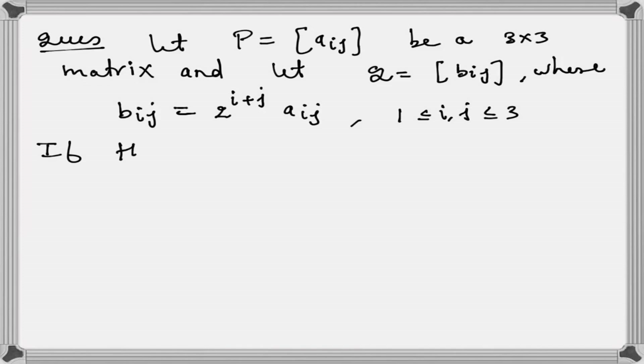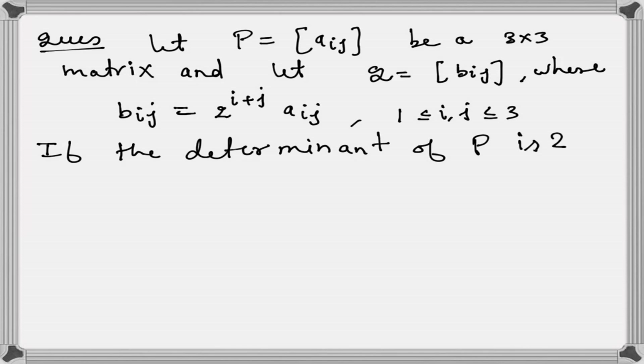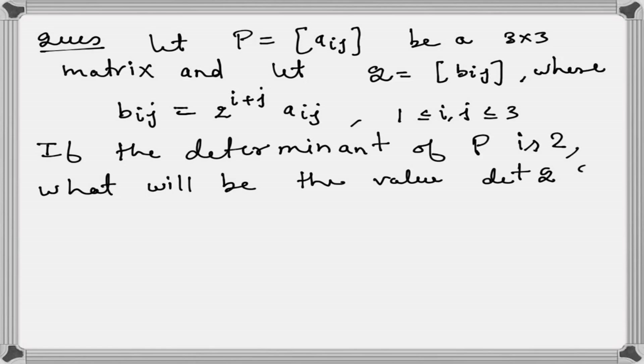If the determinant of P is 2, then what will be the value of the determinant of Q? Okay, so let's solve this problem. First let's form the Q matrix. So what is the Q matrix?